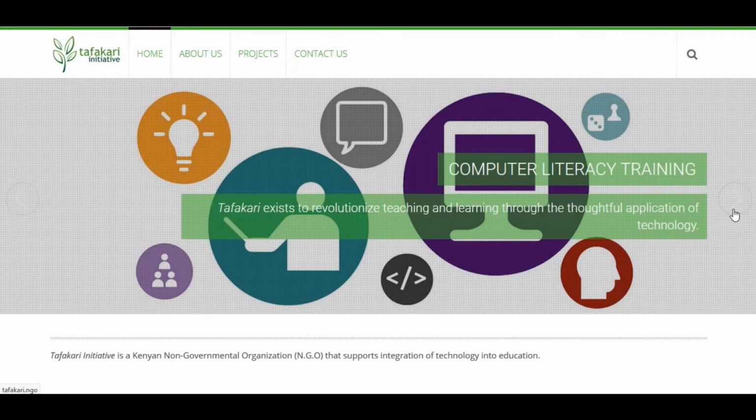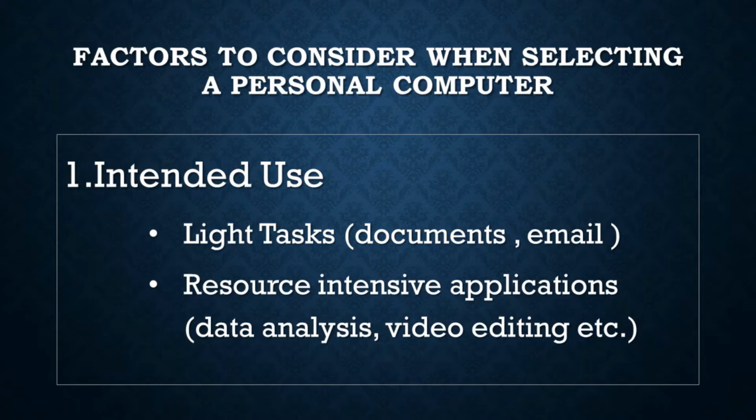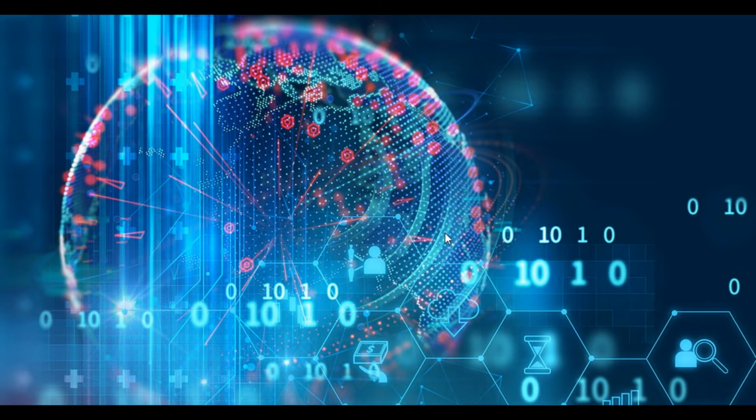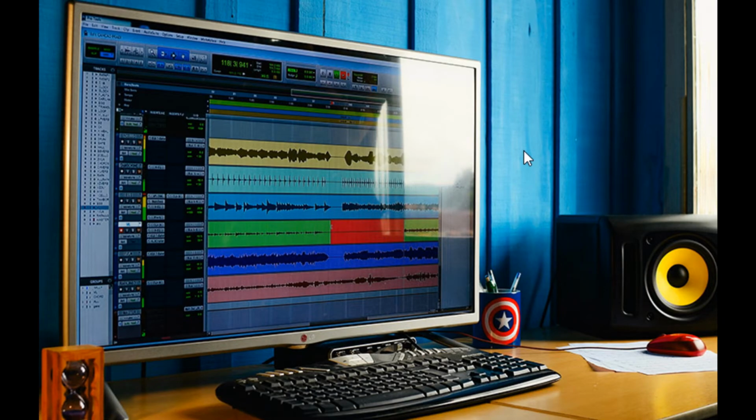So what do we look at when choosing a computer? First thing to consider is what is it going to be used for? Someone who just wants to type documents doesn't need a very powerful machine. But if you're looking to do complex applications such as data analysis, or you may want to edit videos and sound, you're going to need something that's a lot more powerful than a computer used for typing documents and sending emails. So what you're going to use the machine for is a very important factor.